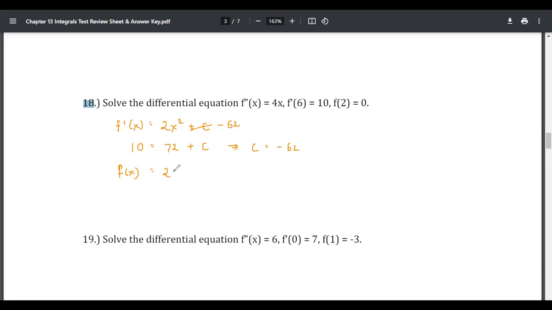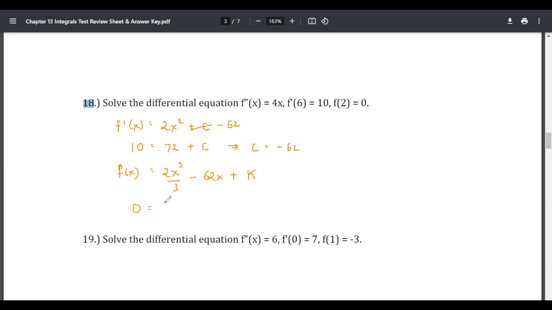Okay, then dx. So what we're going to do now is 2x cubed over 3 minus 62x plus C. Let's not call it C because we already know what C is. Let's call it K. All right, good. So next, you put that back into f of 2 equals 0.